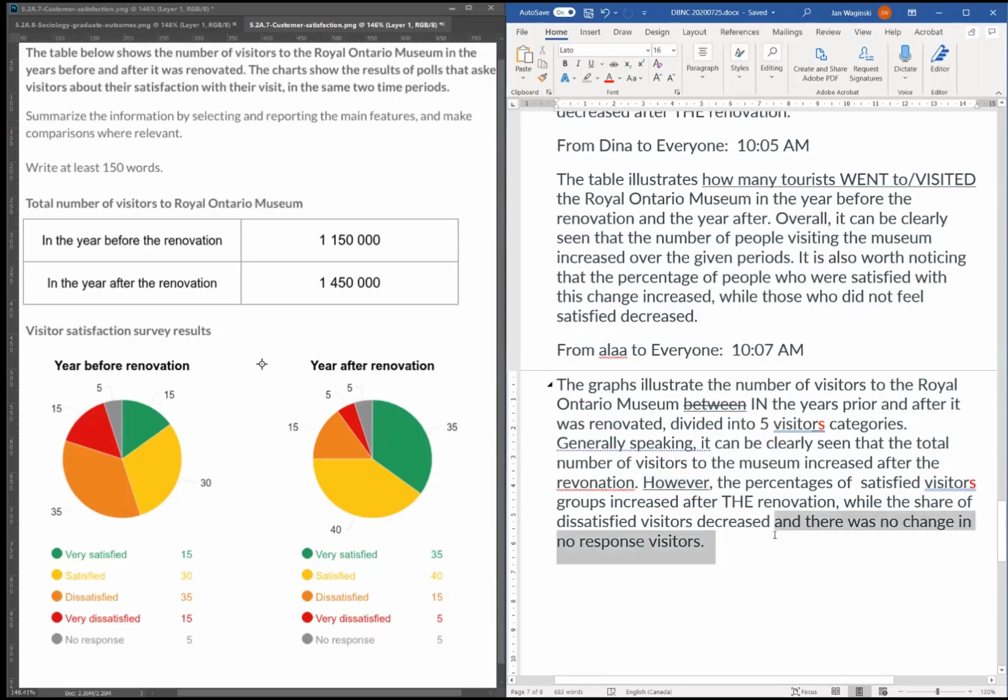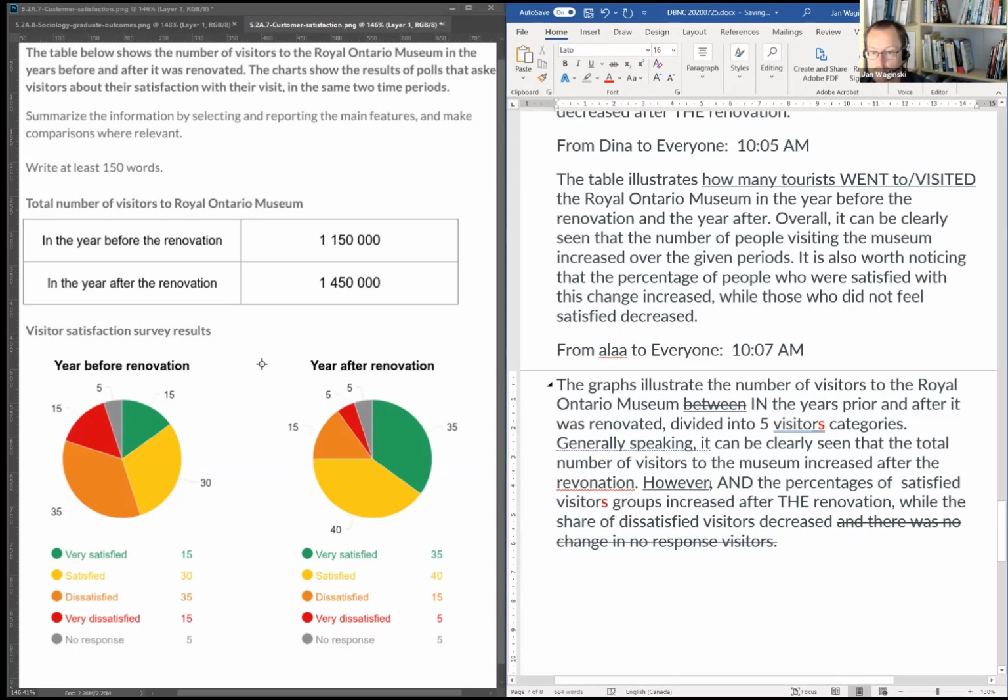We can remove it and put it in. The total number of visitors to the museum increased after the renovation, and the percentages of satisfied visitor groups increased.